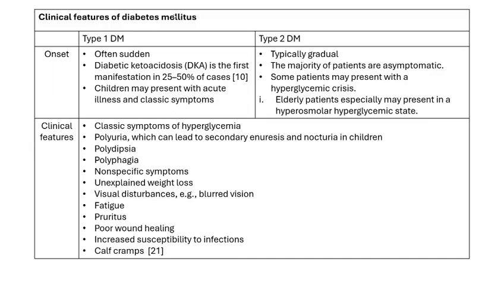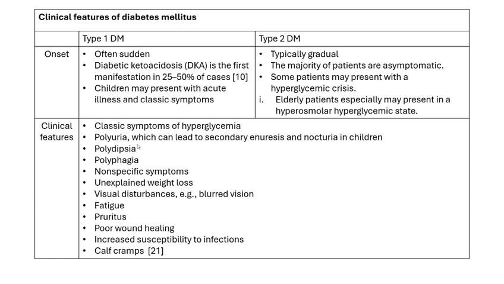Coming to clinical features of diabetes, first, type 1 diabetes onset. It is sudden in onset, and diabetic ketoacidosis is a first manifestation in 25 to 50% of the cases, and some of the children may present with acute illness and classical symptoms. Coming to the classical symptoms of hyperglycemia, means classical symptoms of increased blood glucose levels are polyuria, polydipsia, polyphagia.